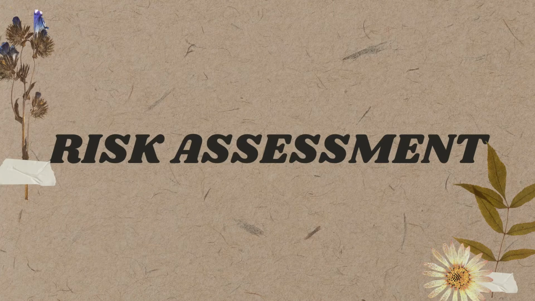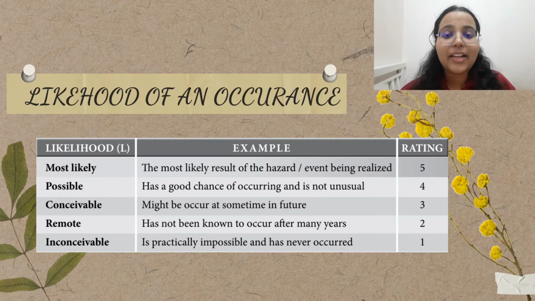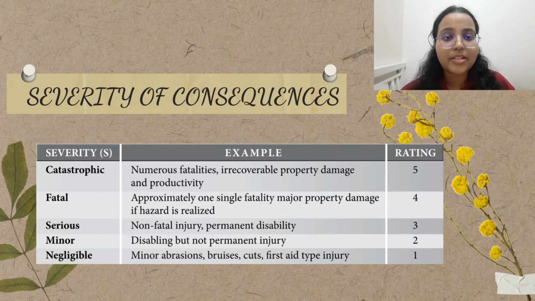Now, let's carry out the risk assessment for our hazard. The likelihood of the hazard happening is 4, as the hazard is very usual at workshops. The severity of consequences is 2, as it may cause minor injuries depending on the accident that has occurred.